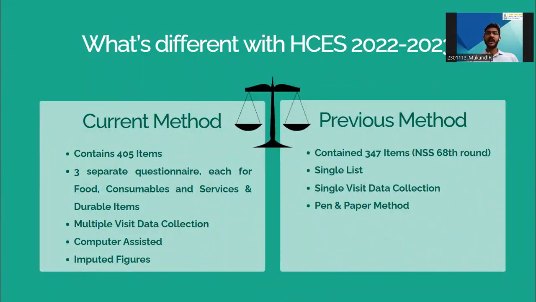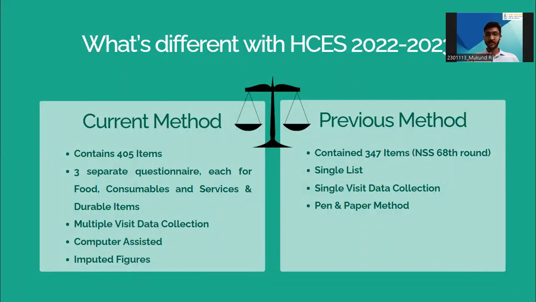So here I have compared how CES 22-23 is different from the previous surveys. For example, the NSS 68th round, which was conducted in 2011-2012. The major difference is that the recent survey contains about 405 items, whereas the previous survey consisted of about 347 items. So the number of items has increased, which suggests that the consumption basket has also changed. And the most critical of all these changes is that the survey, which was being conducted as a single list, is now being conducted in 3 separate lists: one for food items, one for consumables and services, and one for durable items.